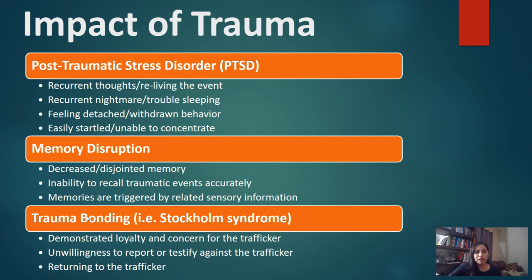Trauma bonding. A lot of victims will demonstrate what we refer to as Stockholm syndrome, which is a loyalty to the trafficker. They may have an unwillingness to report or testify against the trafficker, and they may even return to the trafficker. As you can imagine, the trafficker in the situation is the person who gives them a little bit of hope. It's the person that is allowing them to live, and so the victims are grateful for that, but they are unable to make the connection that this is also the same person who is causing the trauma.